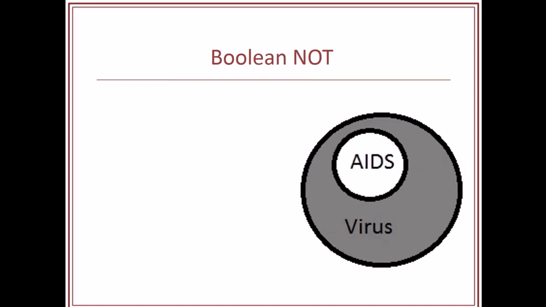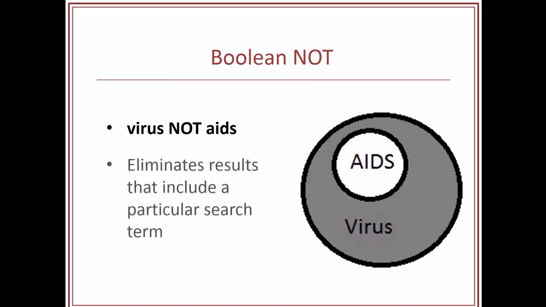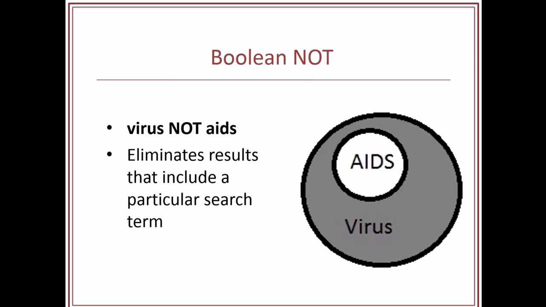Joining search terms with not will eliminate results that include a particular term. For example, a search for virus, not AIDS, will retrieve all of the records containing the word virus, excluding those records that contain the word AIDS. Using not drastically narrows results.